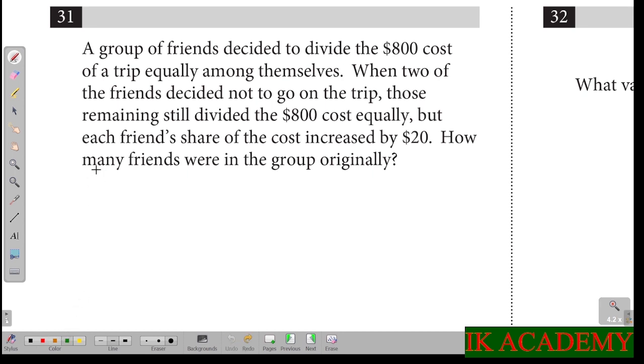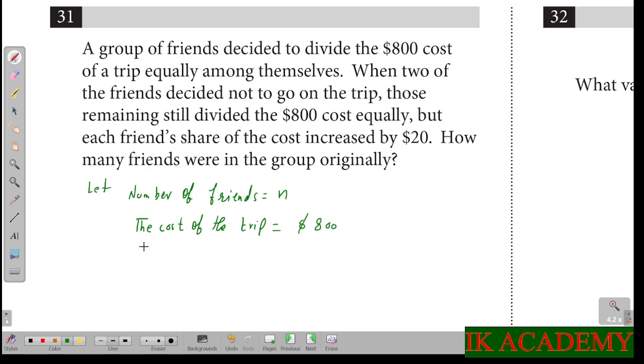Let the number of friends be n. The cost of the trip is $800, and each friend has to pay an equal amount. So if we divide 800 by n, we get the amount each person has to pay. Now what happened?